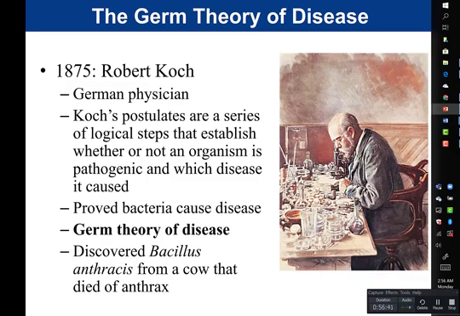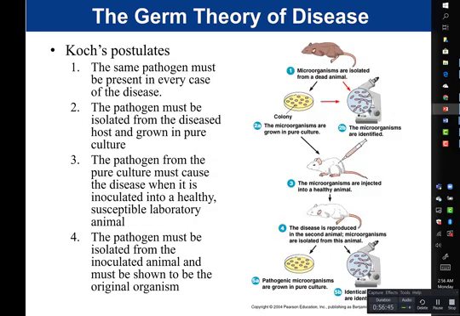So let's talk about how Koch's postulates work. So what happens in Koch's postulates is that he took an organism from a dead animal. So let's say he had this mouse and the mouse died, and he isolated microbes from the dead animal. So they're grown into a pure culture where there's only one type of bacteria there. They would then identify those microorganisms, so see what types of microbes were present, and then they would take that pure culture and inject it into a healthy animal.